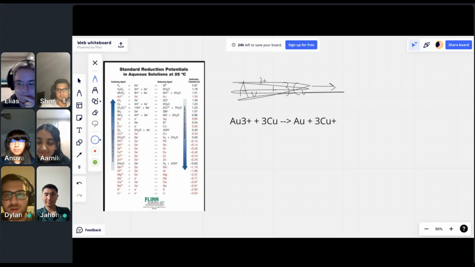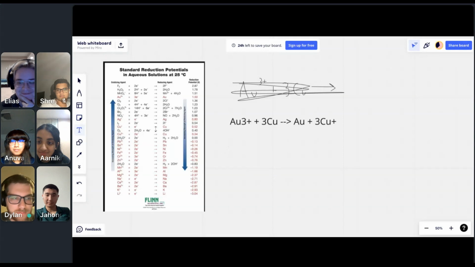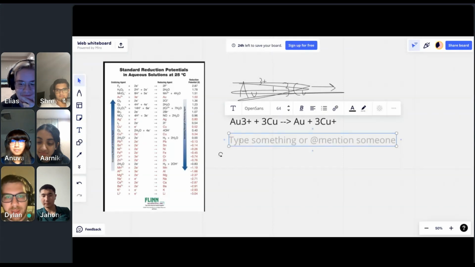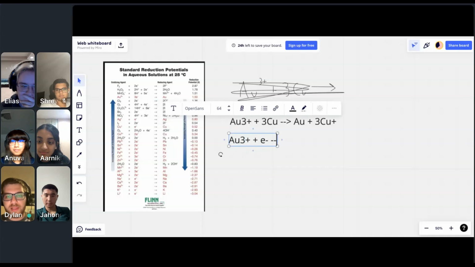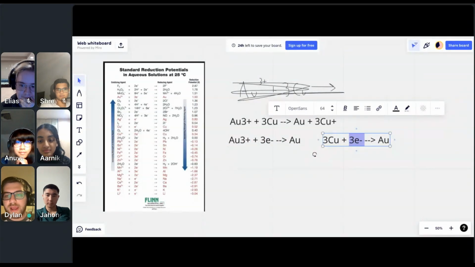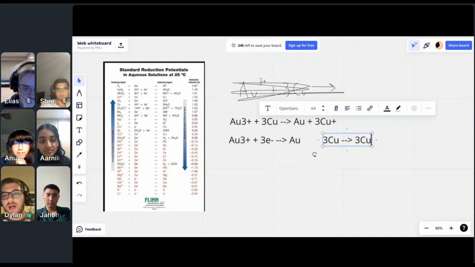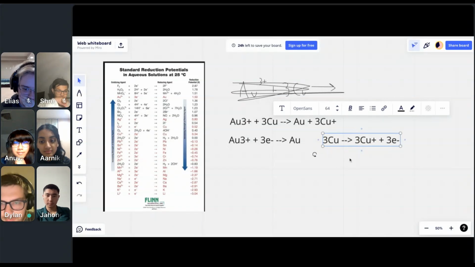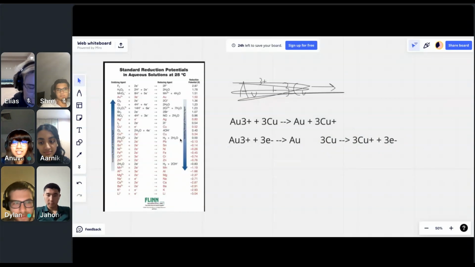So we can split this up into 2 half reactions, right? That is the first step for finding these potentials. So we have Au3 plus reacting with 3 electrons to form a gold atom. And we have 3 copper reacting to form 3 copper plus and 3 electrons. Right? Let me make sure that's right. I'm doing this on the fly, so I might be screwing this up. Yep. Okay, perfect. Right, because this balances out. Okay, I had to make double, triple sure.